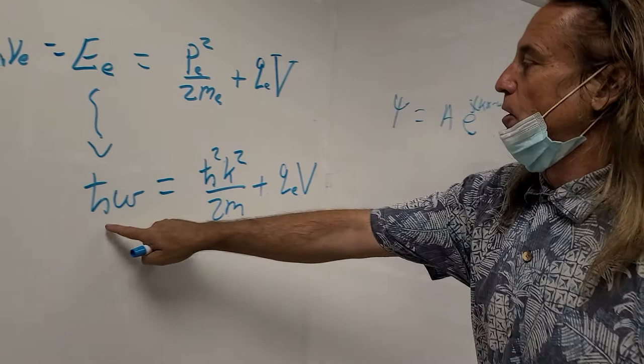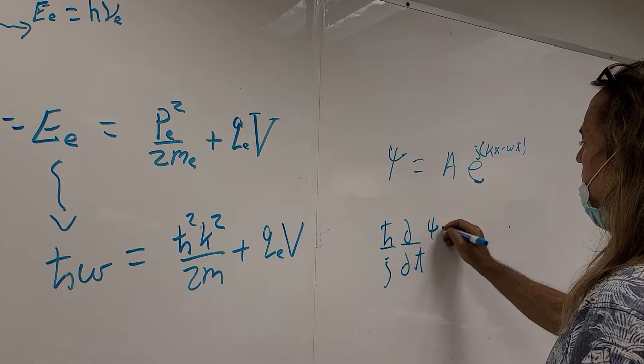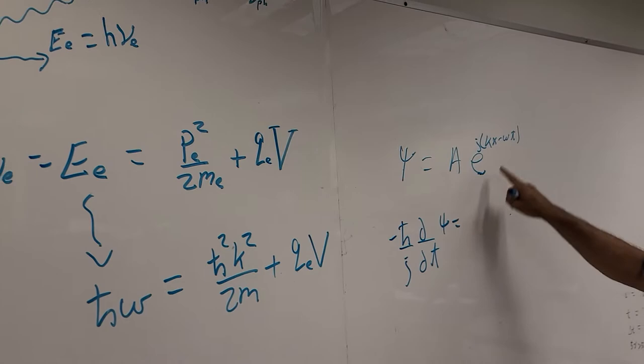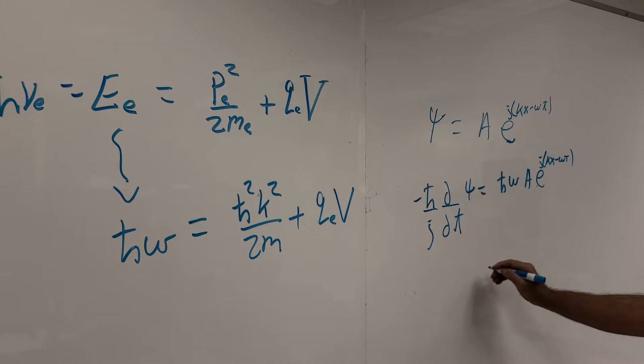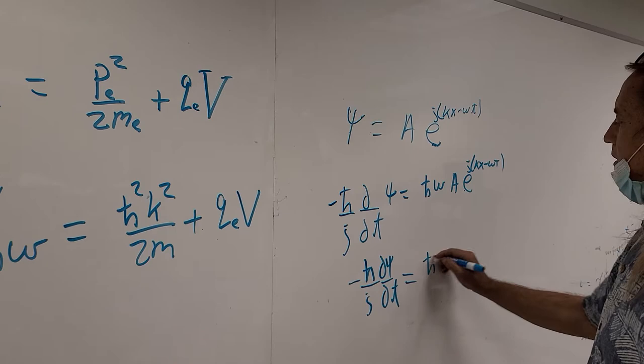Well, if you take h bar over j d by dt and operate it on this function, you'll bring down a minus j omega when the d by dt hits this. And so that'll give you h bar omega A e to the j (kx minus omega t). I'm trying to speed up so I don't give you a 2-hour lecture. So h bar over j d psi by dt is just going to give me h bar omega times this thing here, which we're calling psi.